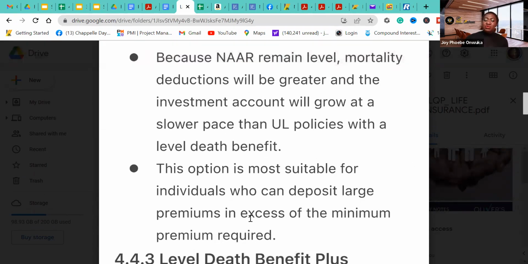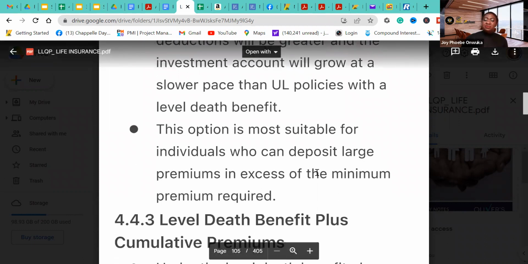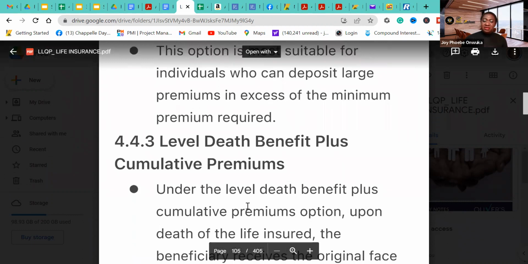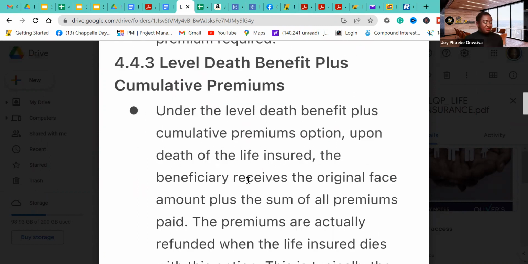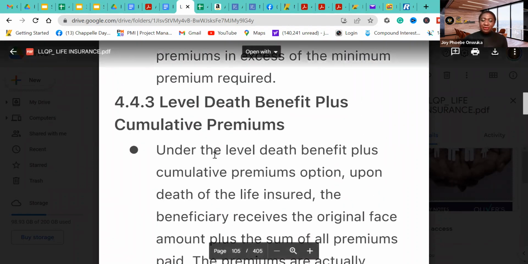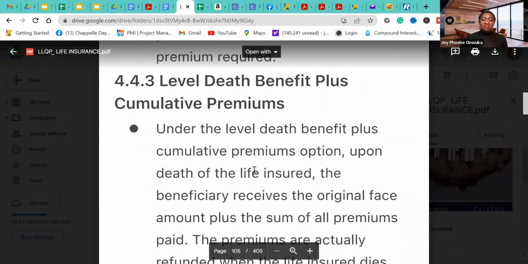This option is most suitable for individuals who can deposit large premiums in excess of the minimum premium required. Level death benefit plus cumulative premiums. Yeah, I'm curious to know this one. All right, so level death benefit plus cumulative premiums.